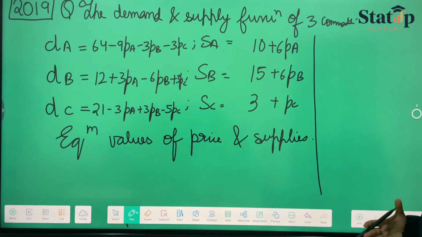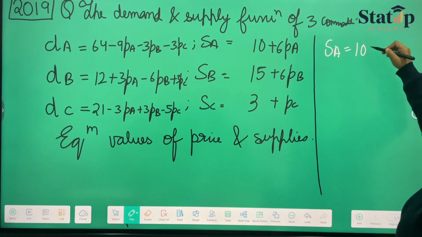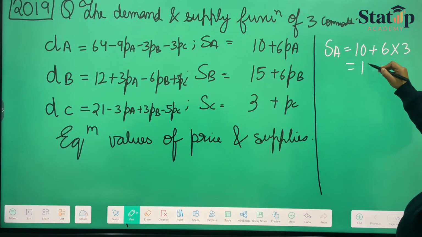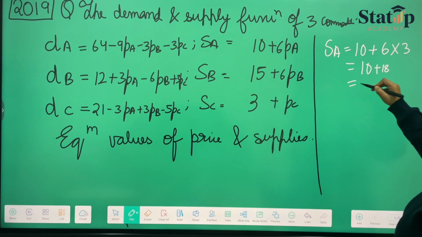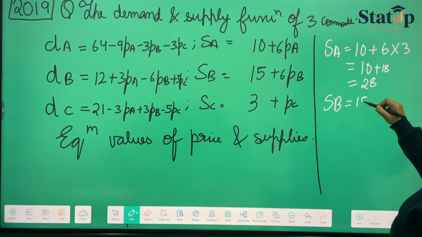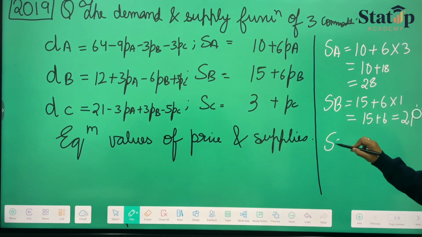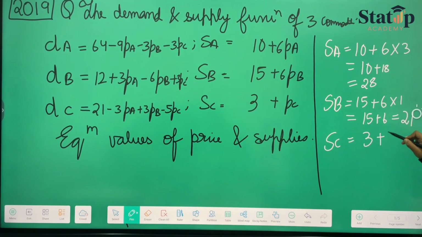Now we have to find the supply function. If we have to find the supply function for supply of A, we can say that it is 10 plus 6 into PA. PA is 3. So it will be 10 plus 18, which is equals to 28. Supply function of B would be 15 plus 6 PB. PB is 1. So 15 plus 6, which is equals to 21. Supply function of C would be 3 plus PC. PC is 2, will be 3 plus 2 equals to 5.